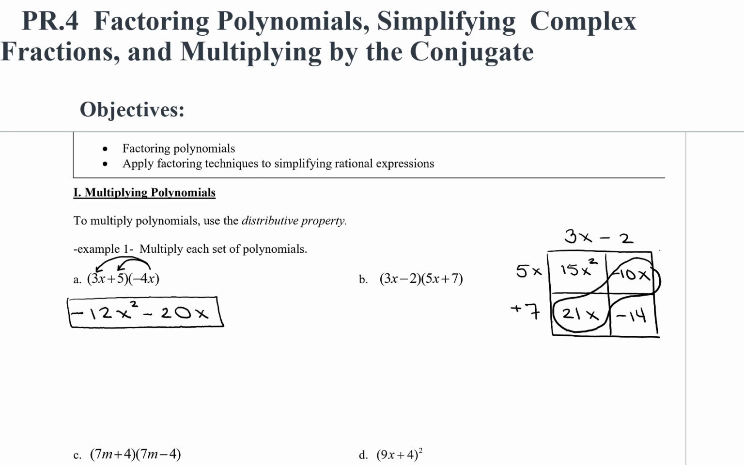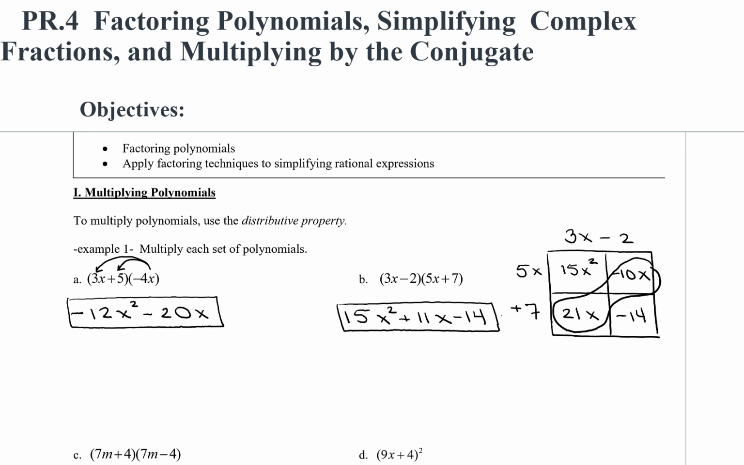If I look at this, I have like terms here. 21x and negative 10x are like terms. So I'm going to circle those two terms together and add those up. Our final answer here is going to end up being 15x squared plus 11x minus 14. And I'm going to box that answer in.